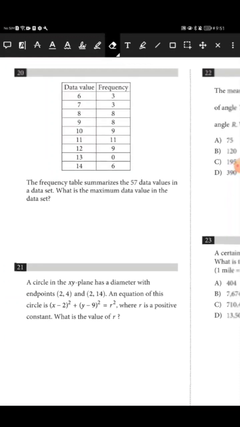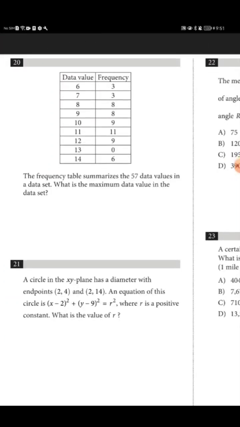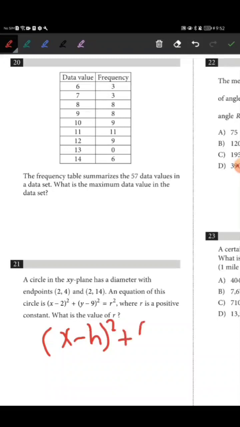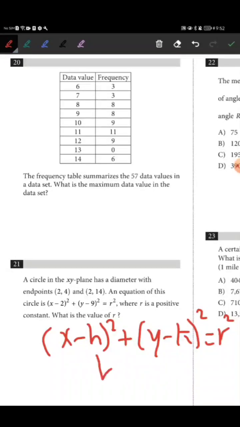So the standard form of an equation of a circle in the xy plane is x minus h squared plus y minus k squared equals r squared, where h, k and r are constants. So the coordinates of the center of the circle are h and k, which are -2 and -9.